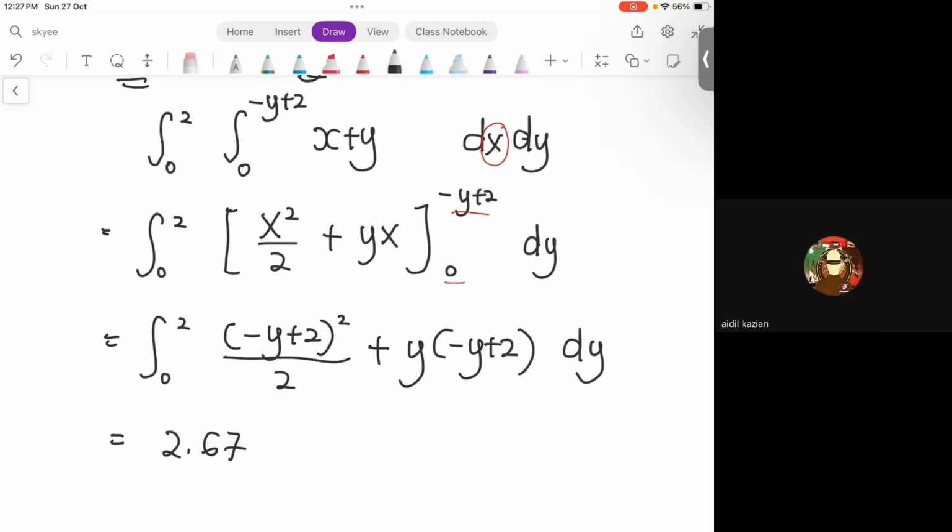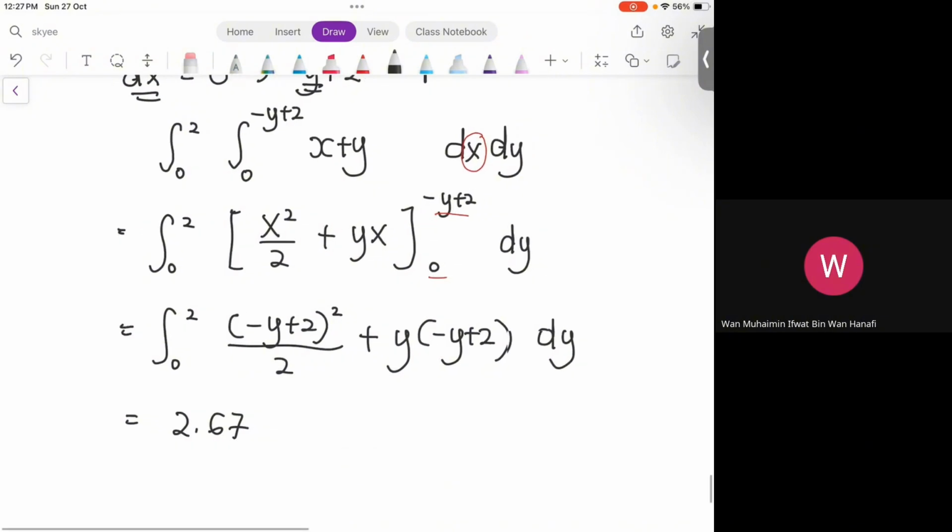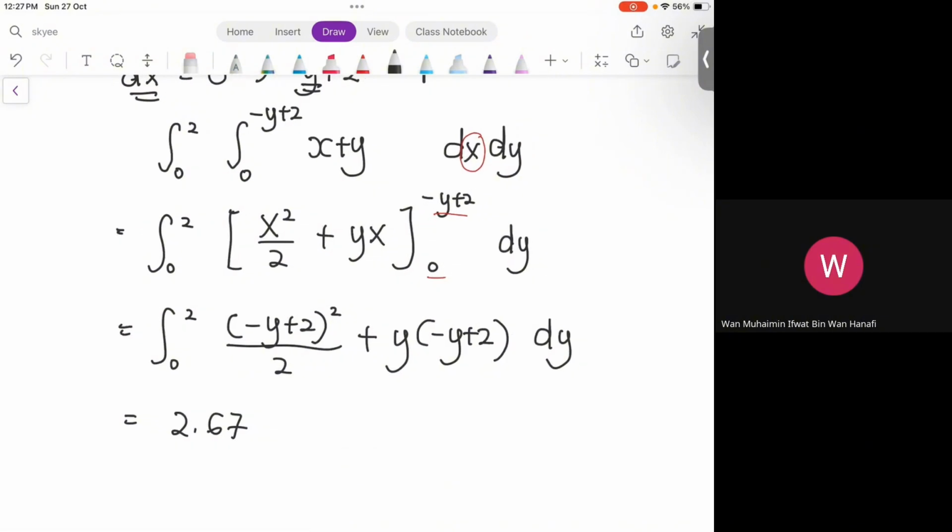Clear. Okay, so you want to continue? Sure. Can you continue? Yeah, Doctor. Okay, I'll just continue. All right, so we go to one more example. Do we have more examples or not?